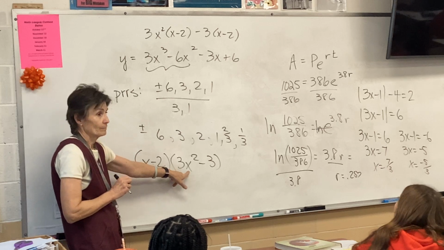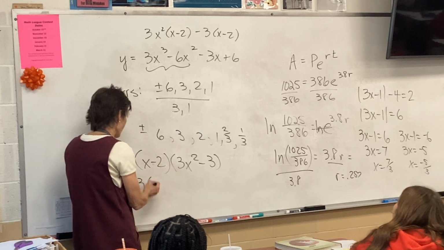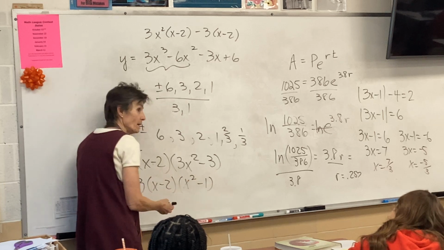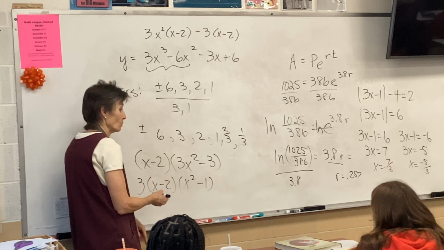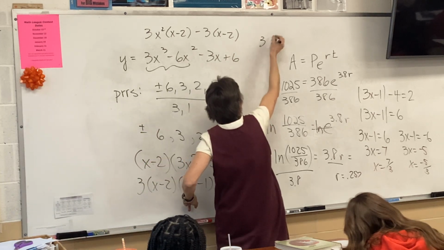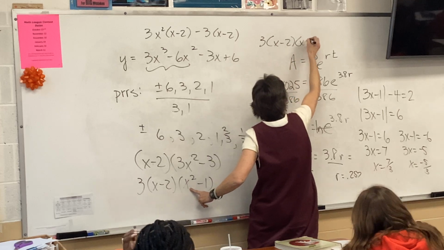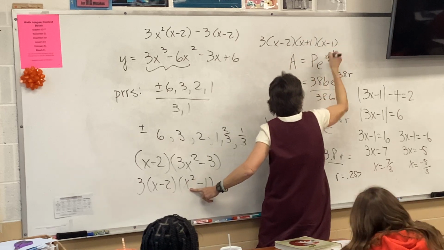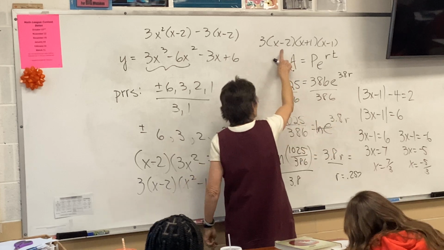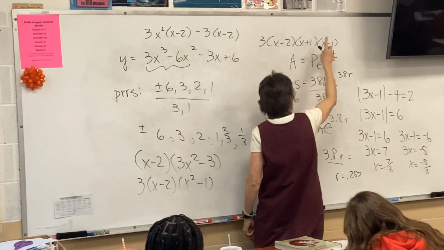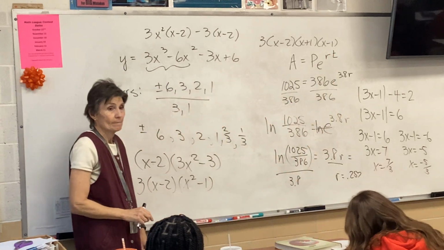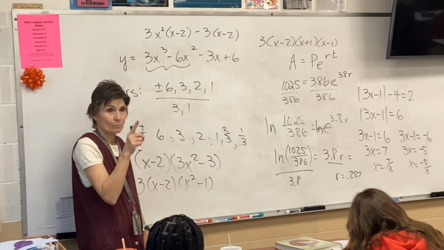Yes, 3. I can take a 3 out, and I'll be left with x squared minus 1, which is x plus 1, x minus 1. So what are my actual roots? My actual roots are 2, negative 1, and positive 1. Every x gets a root.